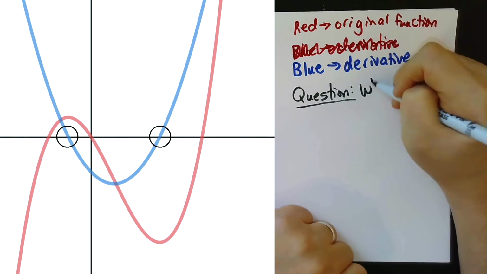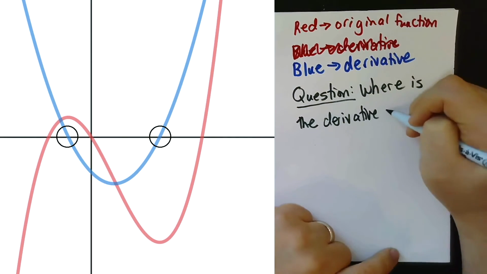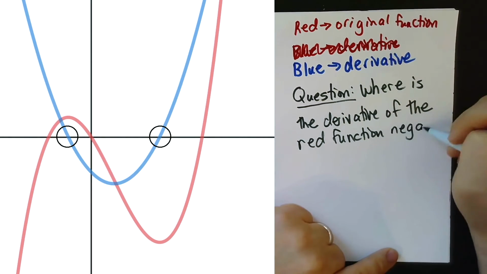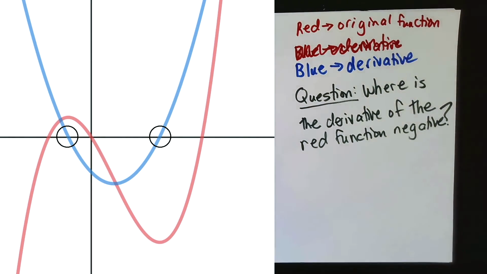Now, I want you to think about the question, where is the derivative of the red function negative? Well, if I look at the red graph, then the derivative is negative wherever the slope of the tangent line is negative. I've circled a couple such points on the graph. These are two spots where the slope of the tangent line to the graph is negative, and hence the derivative is negative. On the other hand, at the two spots I've circled now, the slope of the tangent line is positive, and so the derivative is positive.